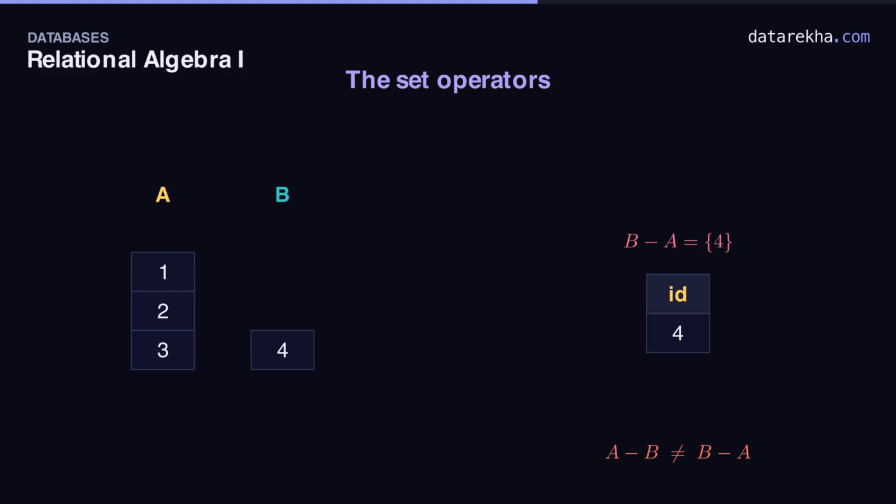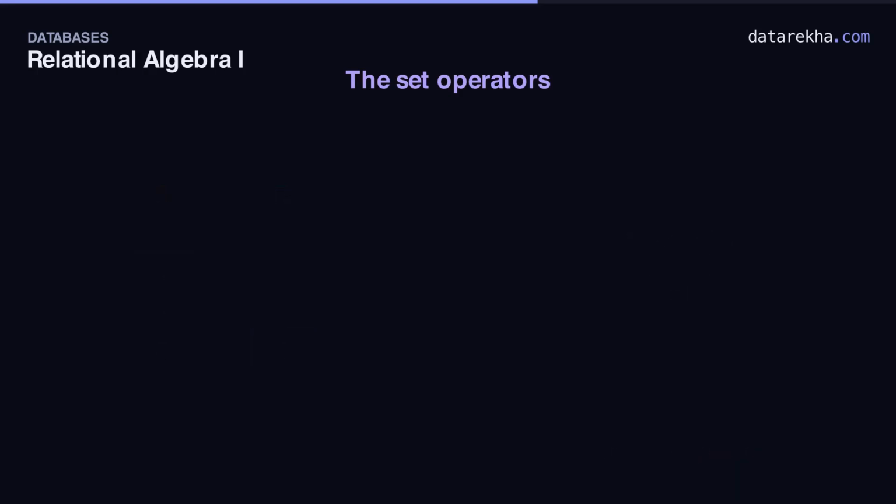Difference is not symmetric. Flip it, B minus A, and you get the rows in B but not in A, which is 4. A minus B gives 1. The other way gives 4. A minus B is not B minus A.